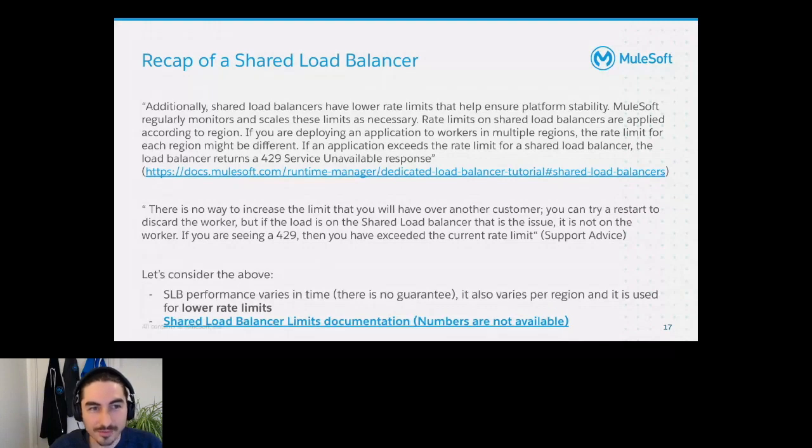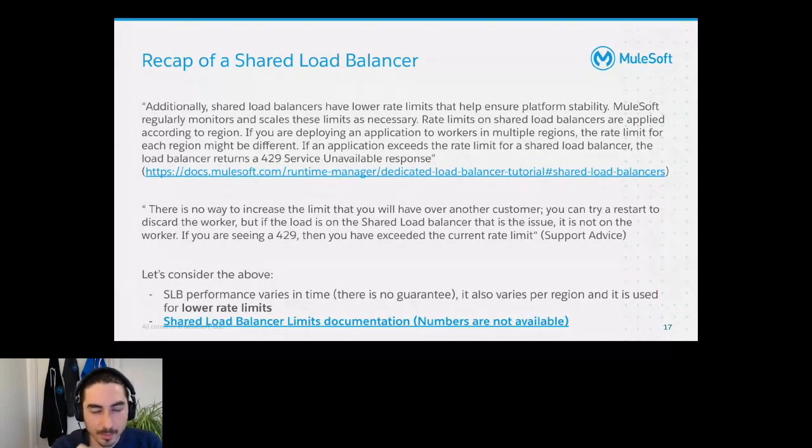If you're deploying an application, 2 workers in multiple regions, the rate limit in each region might be different. If an application exceeds the rate limit for a shared load balancer, the load balancer returns a 429 service unavailable response. This is straight from the documentation. Now, that is the publicly available documentation.